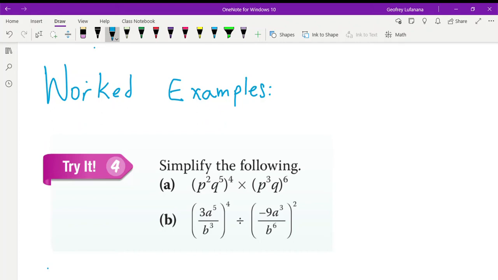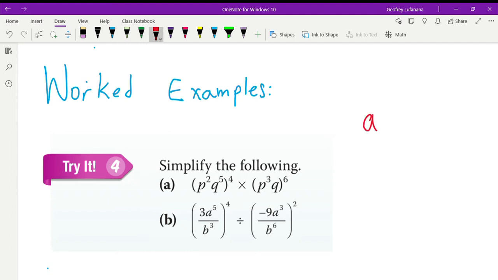Welcome. In this video, we'll be discussing or working out some example questions, simplifying using the index laws we've covered so far. That is the product or multiplication law. I'll write them on the side so that we keep referring to them.